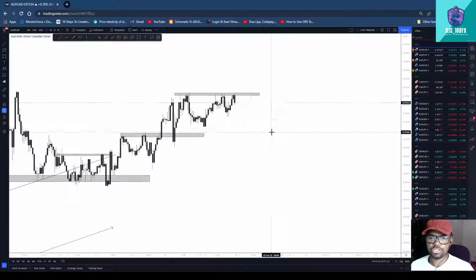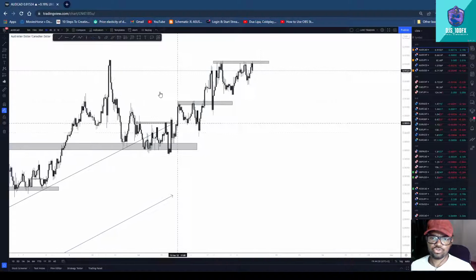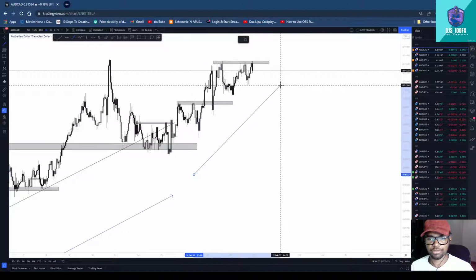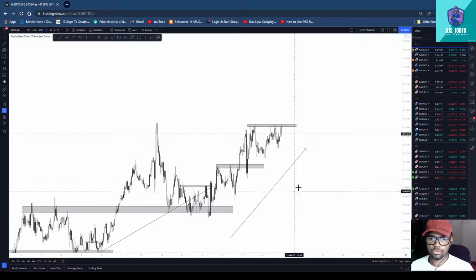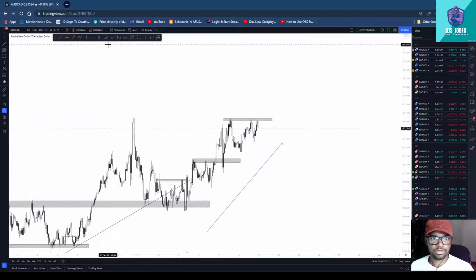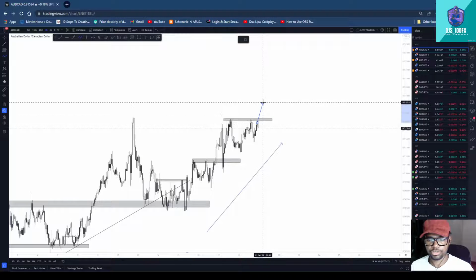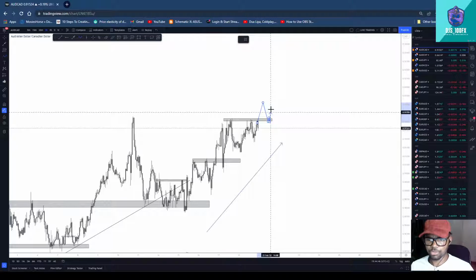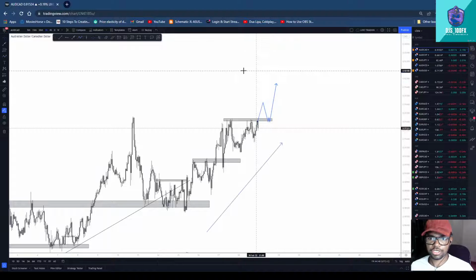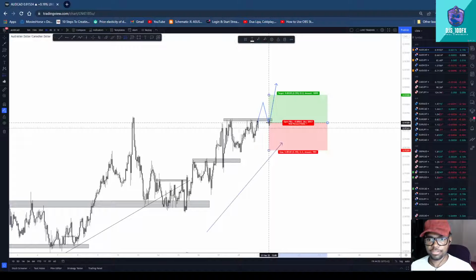For our CHF, we can see a strong trend up. Price has been strongly trending up. So what I'll be looking to take on this pair is a break of this structure, a retest of this structure, and then a rejection. Upon the rejection, I'll be looking to take a long trade, which would be more or less something like this.